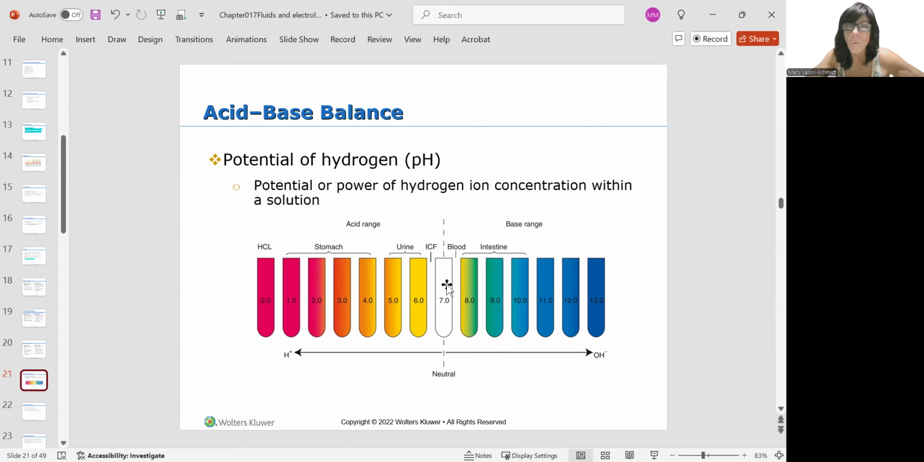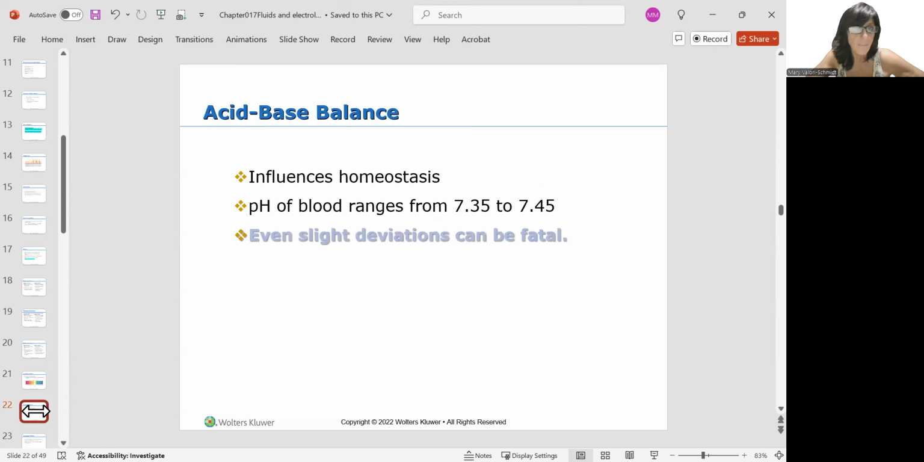Our blood, 7.35 to 7.45. That is a narrow little window, right? And then the higher the numbers go, it starts to get more alkalotic. So, your intestines are usually somewhere between an 8 and a 10. Respiratory secretions, 11 to a 13, give or take. Okay. So right here in the middle is neutral. This way is acidic, and to the right is alkalotic. Okay. So let's talk about that more.